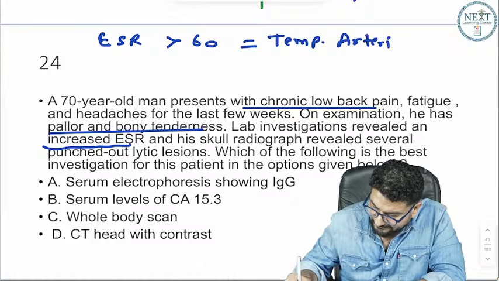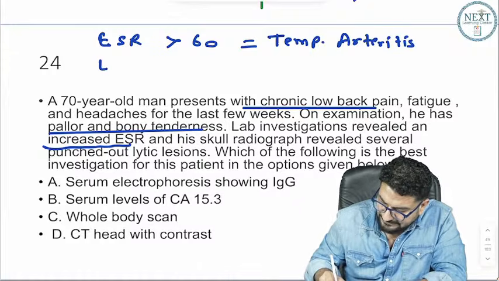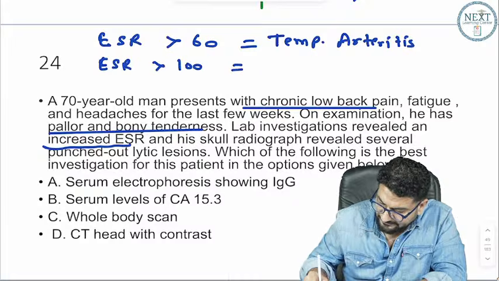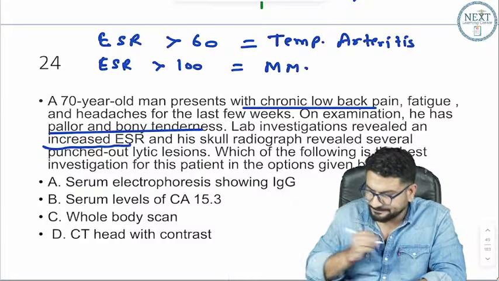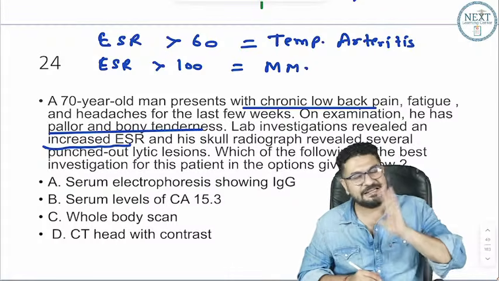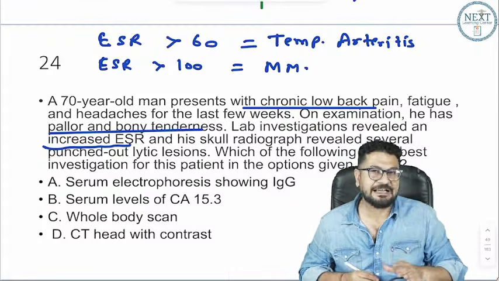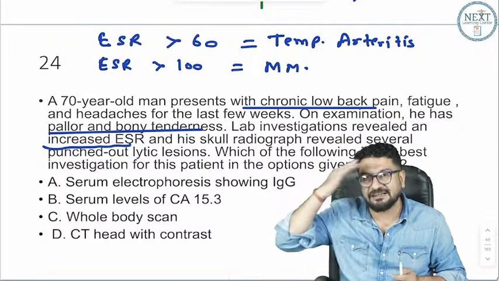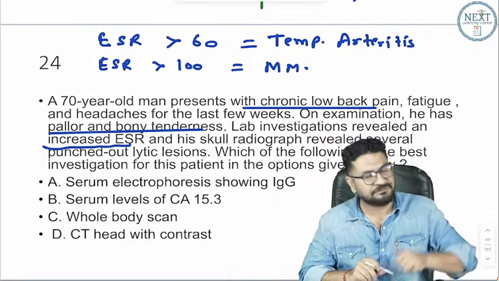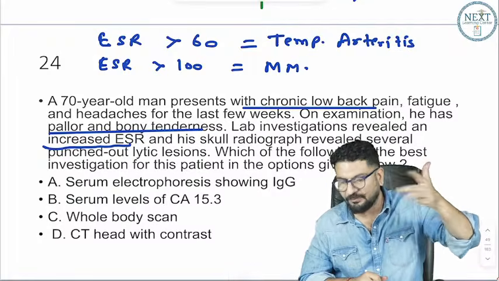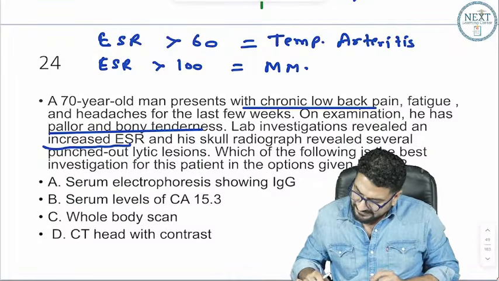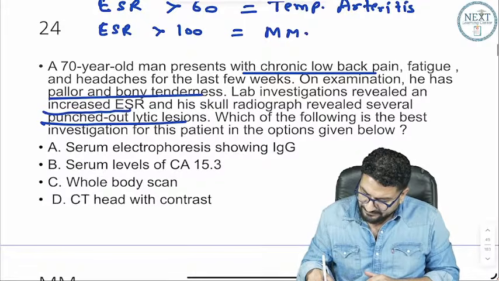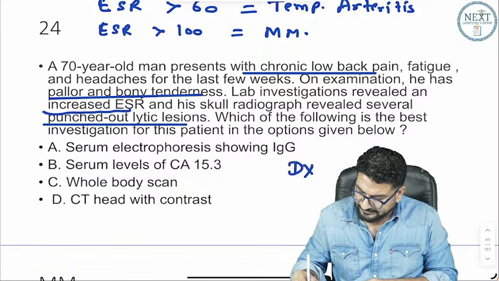Temporal arteritis. And when you see ESR value more than 100, it's something that's a feature of multiple myeloma. Get my point? ESR is increased in sepsis, in fever, in high grade fever. Suppose the patient has no fever, no sepsis, and ESR is raised, it could be temporal arteritis or multiple myeloma. Simple. Skull is having multiple punched out lesions, so the diagnosis is clear, it is multiple myeloma.